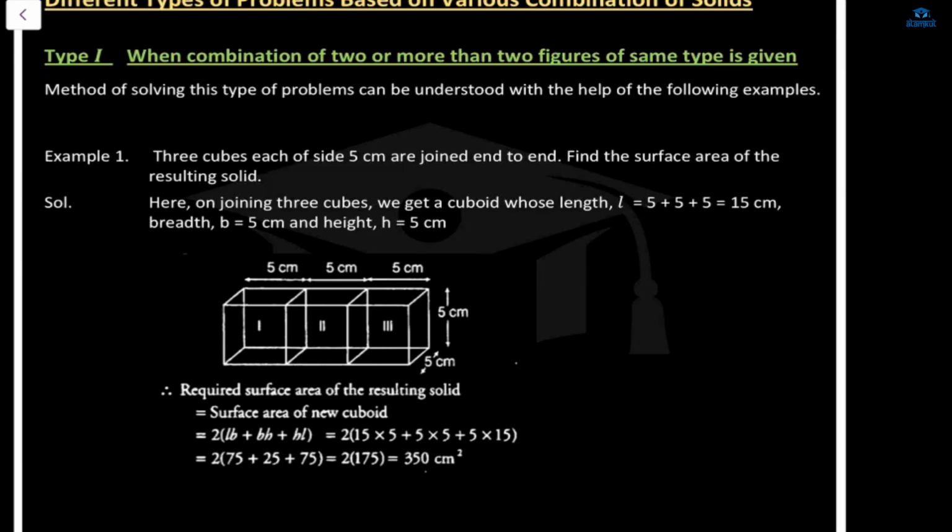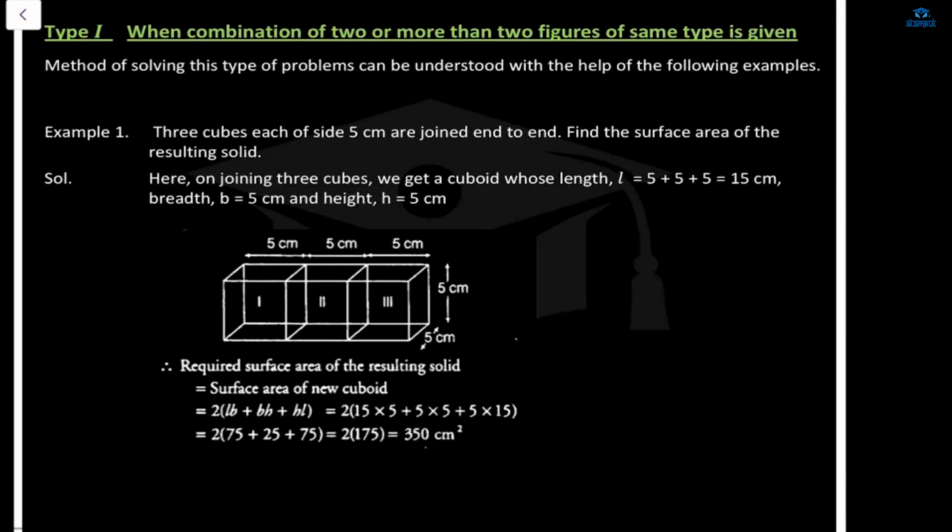Yes. Okay, so learn these formulas, because if you remember them, nothing is there, like the first question. Just see the first question, what it is here. We are seeing the combination of two or more figures of the same type. When you join figures of the same type, in this simple question: 3 cubes each of side 5 centimeter are joined end to end.